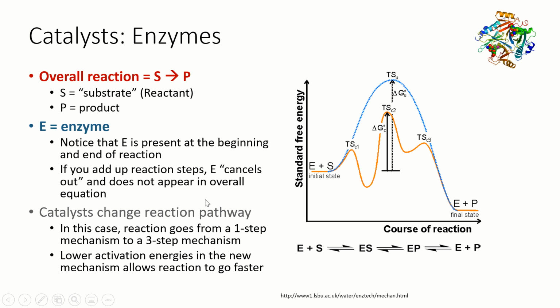And here's another example of an enzyme. Enzymes are just like other catalysts in that they can change the reaction pathway. So here's an example of an enzyme that's taking a one-step process and turning it into a three-step process, and that's going to speed that process up.